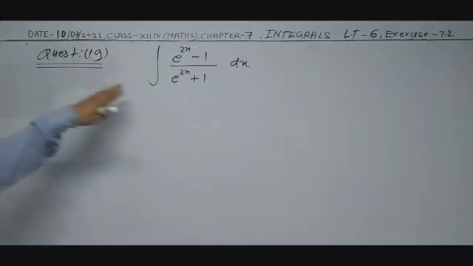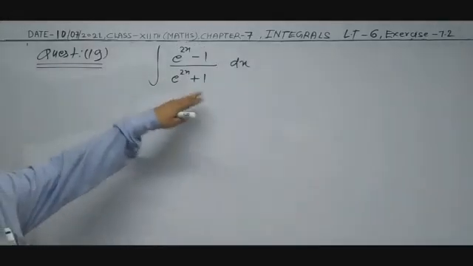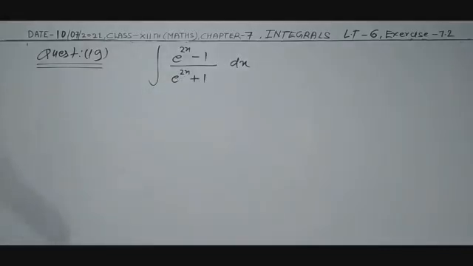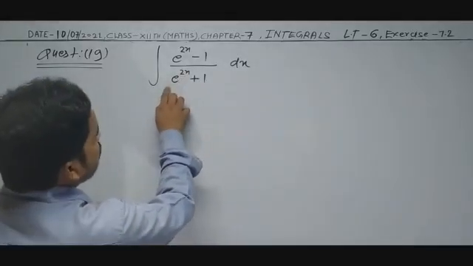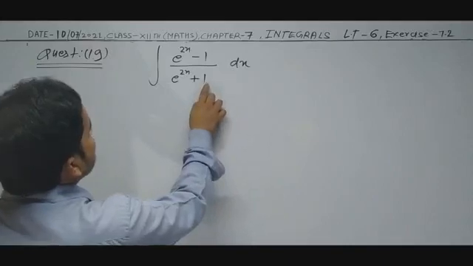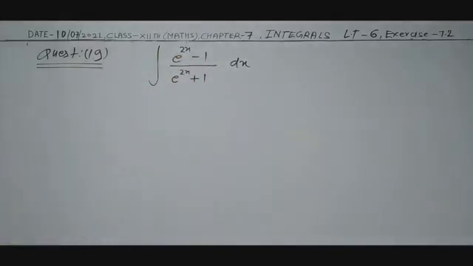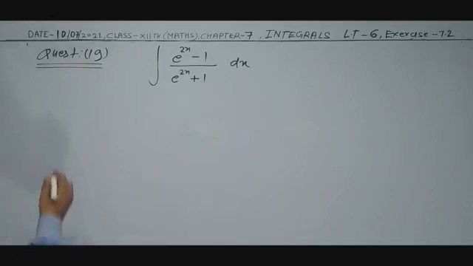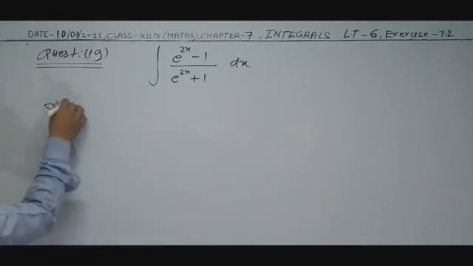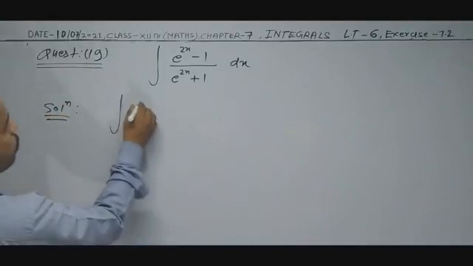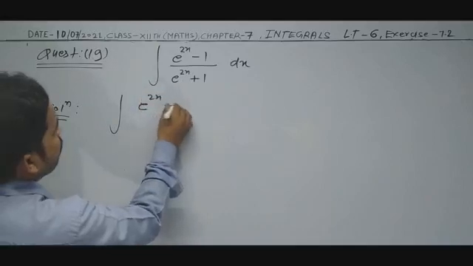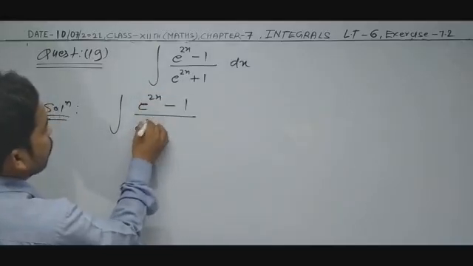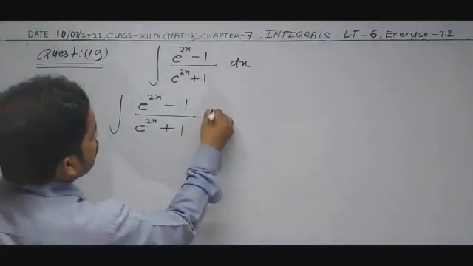Question number 19 is integration of e to the power 2x minus 1 whole upon e to the power 2x plus 1. When you consider t is equal to e to the power 2x plus 1, then it cannot work. So we have to change the function whose differentiation is present in the same function. So now the solution: integration of e to the power 2x minus 1 whole upon e to the power 2x plus 1 dx.